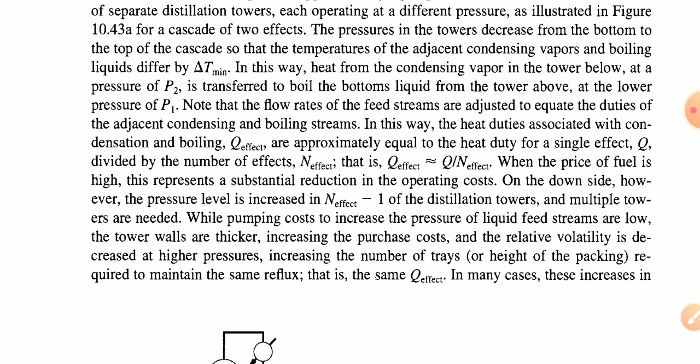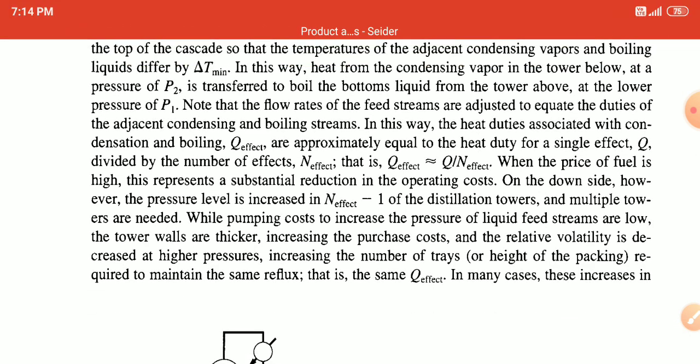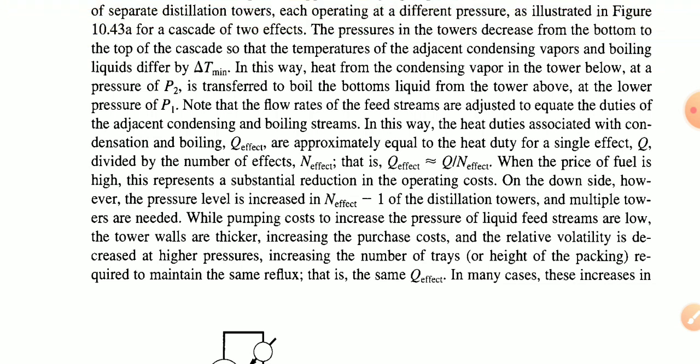In this way, the heat from the condensing vapor is transferred to the bottom liquid of the tower at the lower pressure of P1. Note that the flow rates of the feed streams are adjusted so that the heat duties associated with condensation and boiling, Q effect, are approximately equal to the duty for a single effect divided by the number of effects, n. The Q effect is nearly equal to Q by n effect, which will apply to the condenser and reboiler.